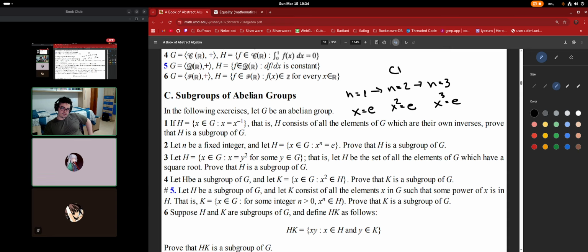Uh-huh. And then you're going to say that this is equal to x times x squared, right? And what are you going to do from there? Well, you know that x has an inverse, which is kind of what you need for it to be a group. Oh, you're going to say that x squared is equal to x inverse. Well, yes, x squared is x inverse by definition, right? Yes, yes.